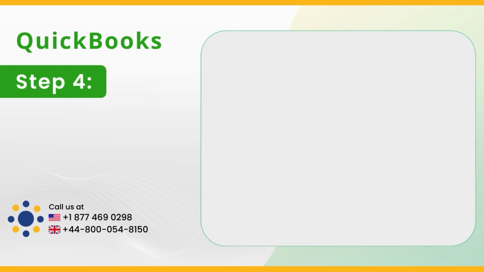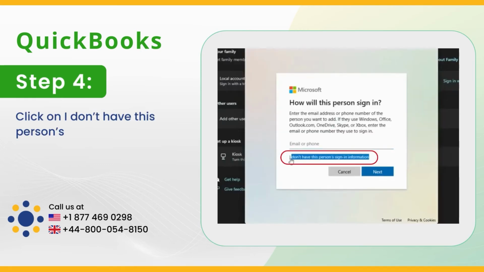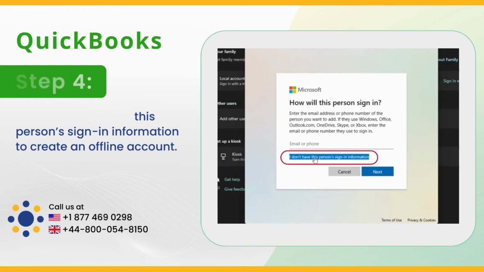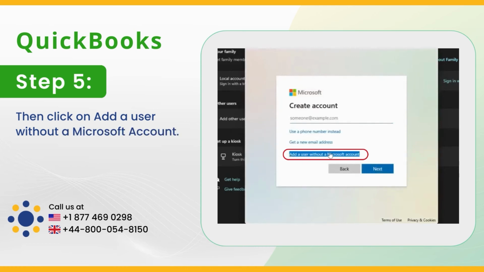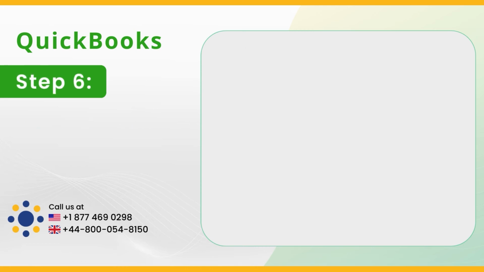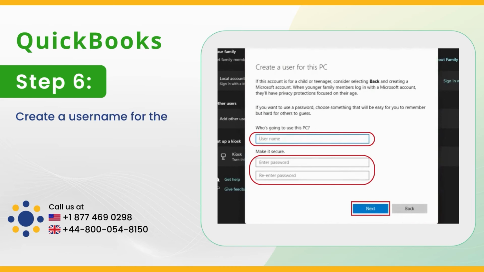Step 4. Click on I don't have this person's sign-in information to create an offline account. Step 5. Then click on Add a user without a Microsoft account. Step 6. Create a username for the new account, leave the password blank and click Next.